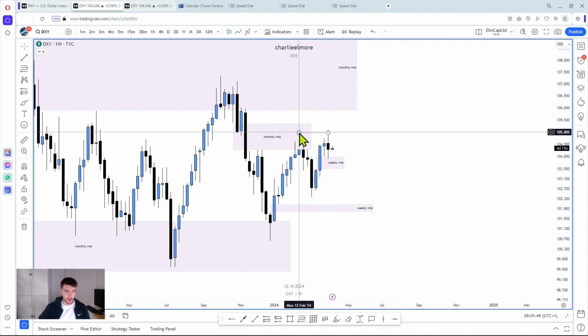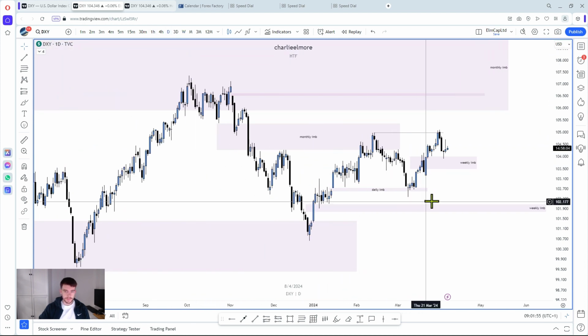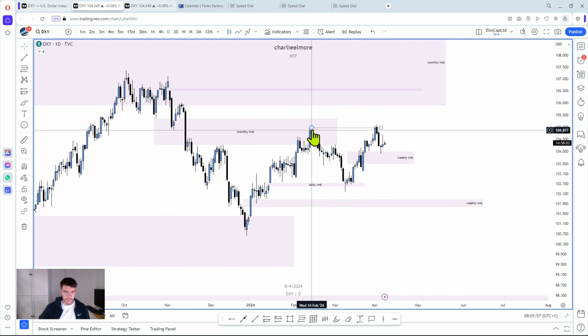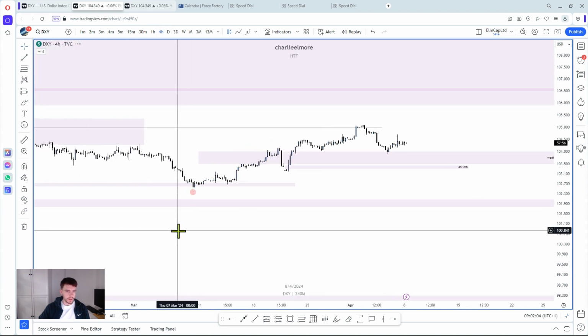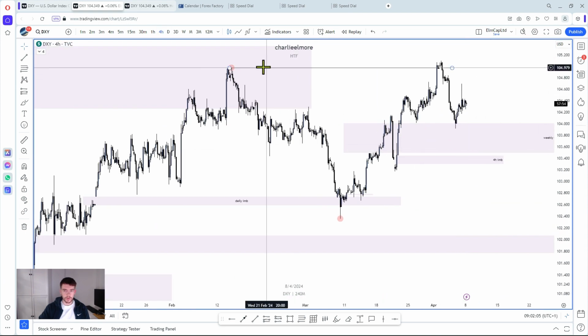We also wicked the high, so we tested the high, didn't want to be up there, and then came down, tested this. If I go down to the daily, we can see that on the daily as well, we've not had a closure above this high just yet. But what we have done is we've closed above the high on the 4 hour.